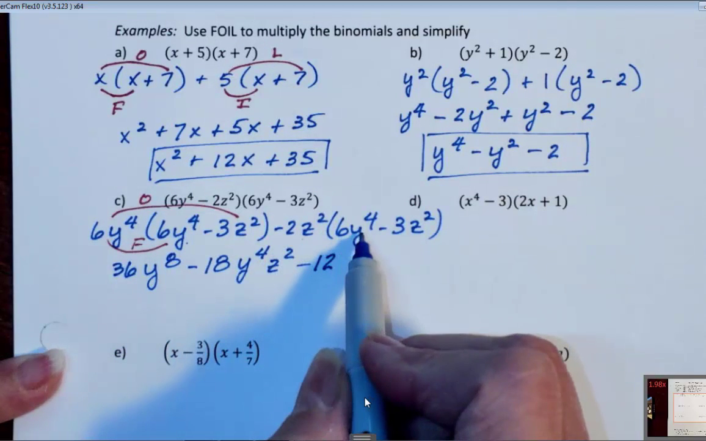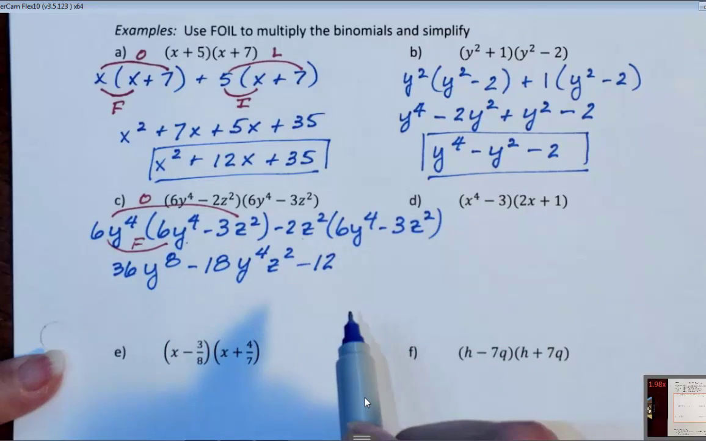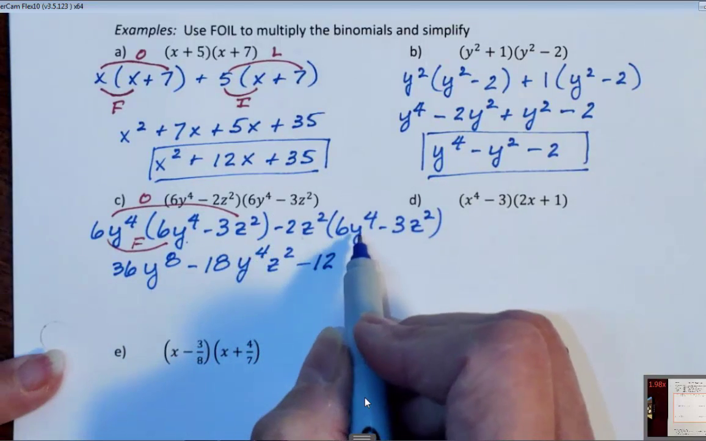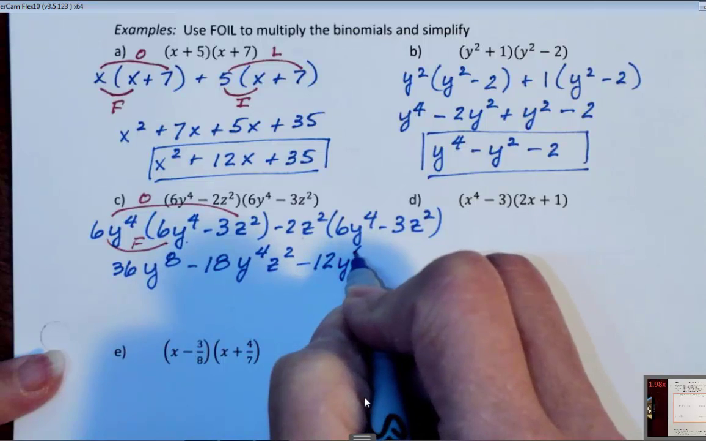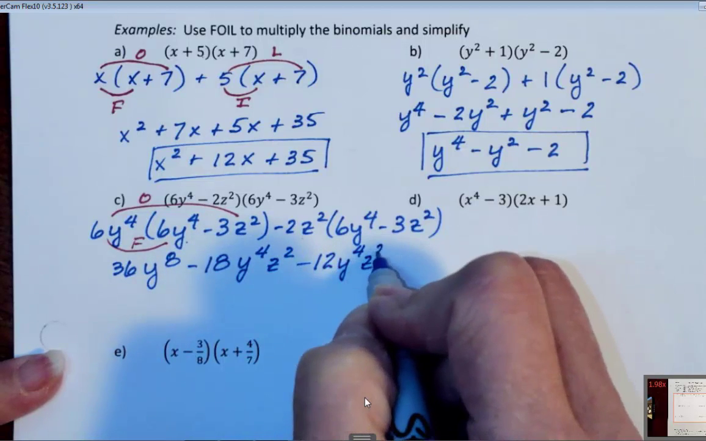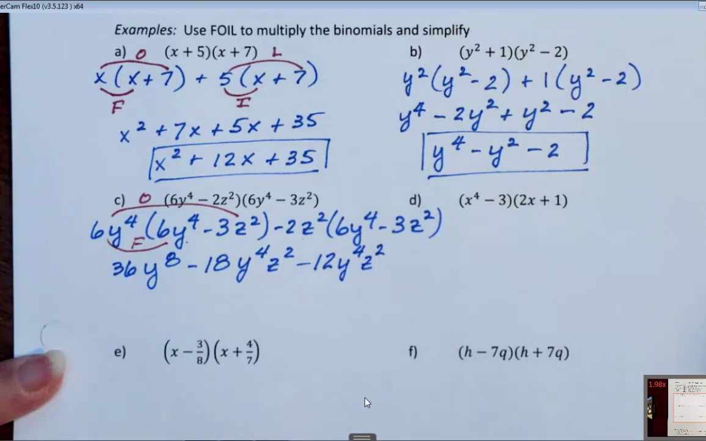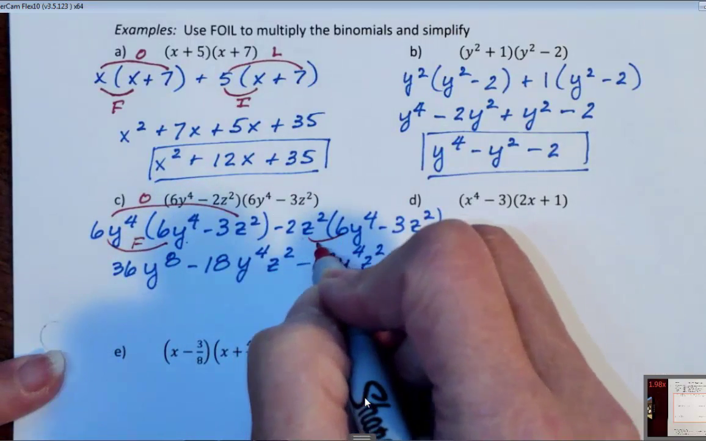And again, the z and the y are not the same base, so I can't do anything with the exponents. And I'm going to write them in alphabetical order just so that we keep everything consistent. So y to the fourth, z to the second. So that was my inner terms that I was multiplying.